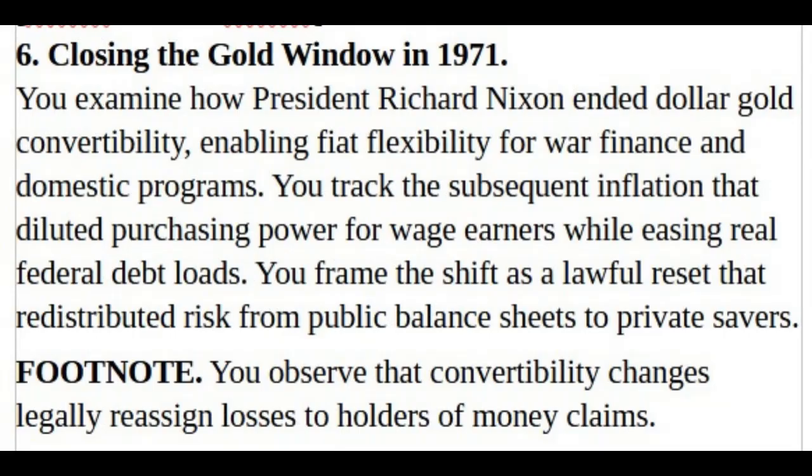6. Closing the gold window in 1971. You examine how President Richard Nixon ended dollar-gold convertibility, enabling fiat flexibility for war finance and domestic programs. You track the subsequent inflation that diluted purchasing power for wage earners while easing real federal debt loads. You frame the shift as a lawful reset that redistributed risk from public balance sheets to private savers. Footnote. You observe that convertibility changes legally reassign losses to holders of money claims.